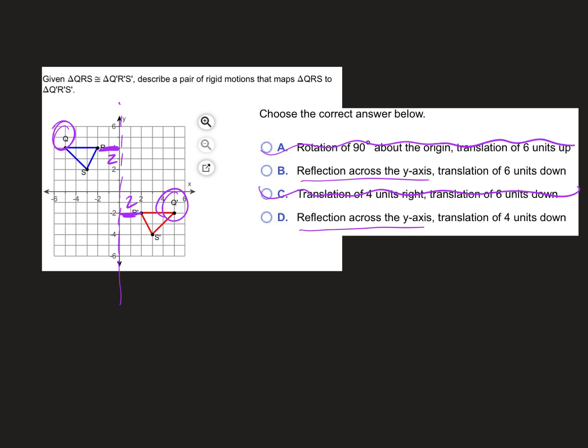But then I need to figure out where do I slide. So here's where R prime would be if I reflected. And then how much do I glide down or translate? 1, 2, 3, 4, 5, 6. So 6 down would be letter B. 6 down. This guy right here.